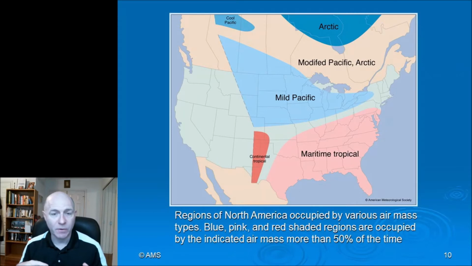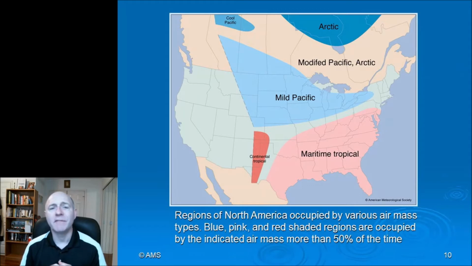Continental tropical air mass does not take up a lot of square miles in the United States. That's mostly the high plains of Texas, and then heading to the lee side of the Rockies southward from Colorado. Maritime tropical, think about that in the southeast where we are. That's kind of the dominant one, especially from late spring to early fall.